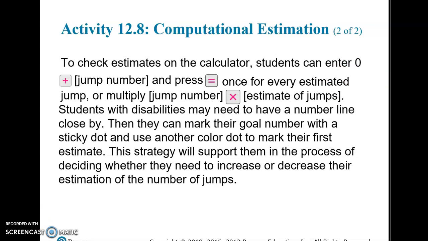In this activity, you can use calculators to estimate and check. Students can enter 0 plus the jump number and press equals once for every estimated jump, or multiply the jump number times the estimated jumps.